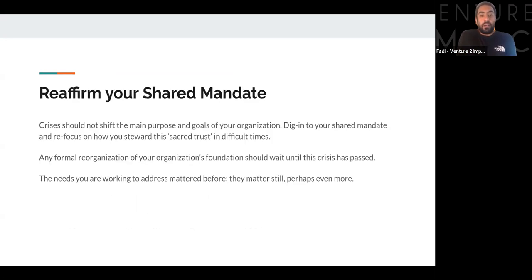So we're going to start with reaffirming your shared mandate. During a time of crisis, you should not shift the main purpose and goals of your organization. So for Venture to Impact, we exist to transform individuals, families, and communities out of poverty and into lasting well-being. And the way that we do that is by connecting really skilled individuals with communities and organizations that need their skills but can never afford them or pay for them. So that has not changed.